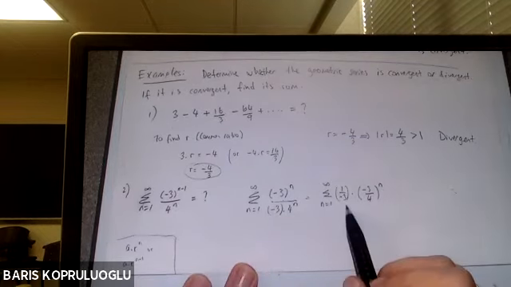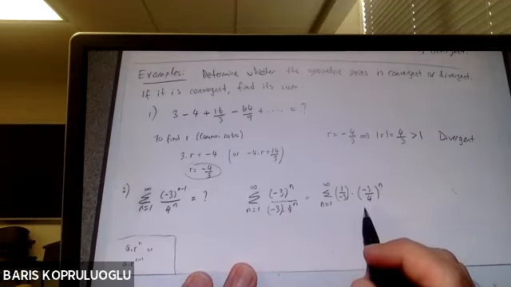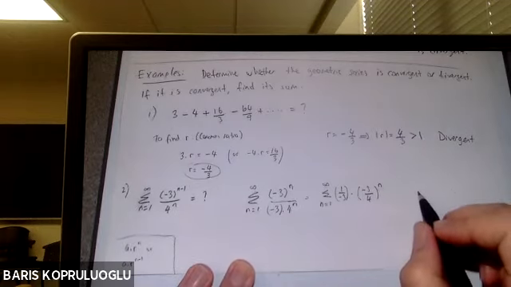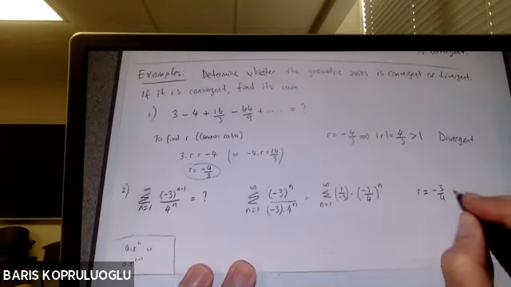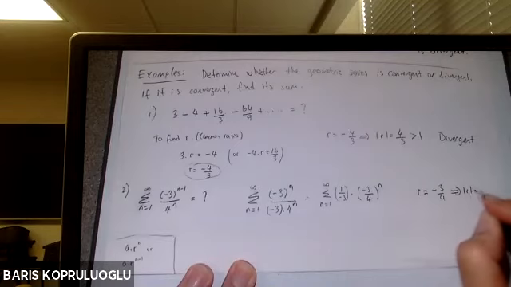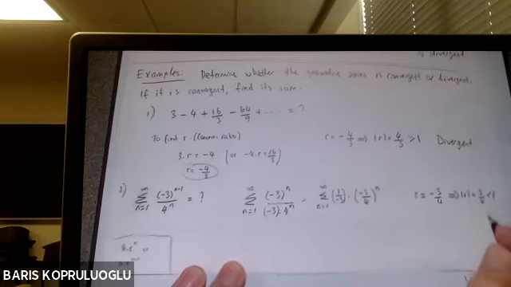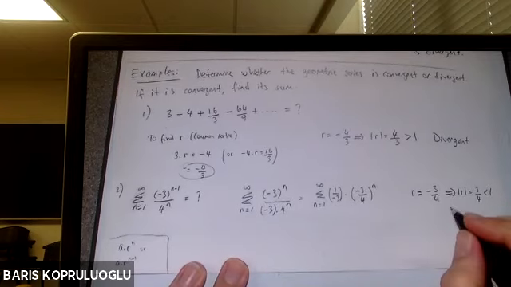Now, this looks like a geometric series form. And then what is r? The common ratio is negative 3 over 4. Its absolute value is less than 1. So then it's convergent.